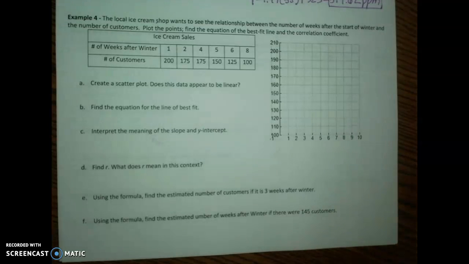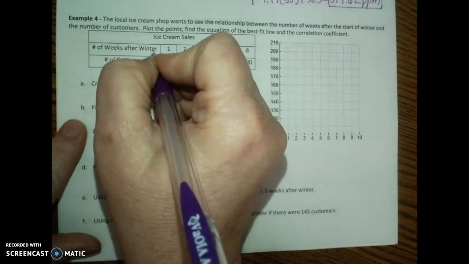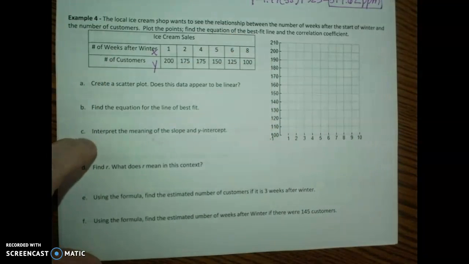Alright guys, this is example 4 from the notes to help you with your homework. A local ice cream shop wants to see the relationship between the number of weeks after the start of winter and the number of customers. Plot the points, find the equation of the best fit line, and the correlation coefficient. So here we have our table of values. Remember, the top is always x, and the bottom is y.